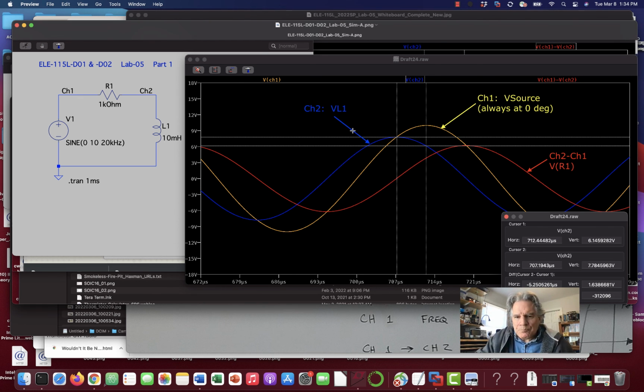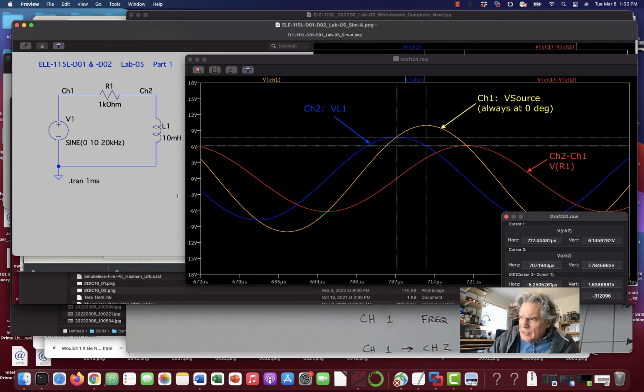And channel 1, of course, is 0 degrees. Channel 2 is here. And so I'm at the peak of channel 1 and the peak of channel 2. I have these two cursors on here, and it tells me that the difference, cursor 2 minus cursor 1, is minus 5.25 microseconds. Now, the calculation I'm going to do here, I'm trying to think of how I can do this, but here's the idea.